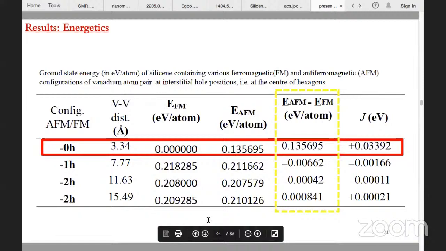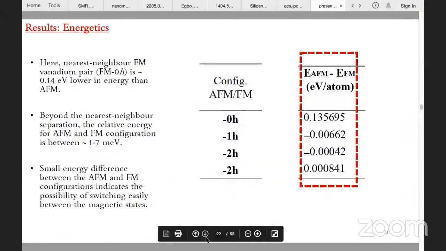And for the hole configuration, we didn't see that. The only thing we can see there is that when the two atoms are at the nearest positions, at the centers of two hexagons that are very close to each other, the ferromagnetic configuration is more stable than the antiferromagnetic by about 0.14 eV. I've just repeated it, just to summarize what I said there.